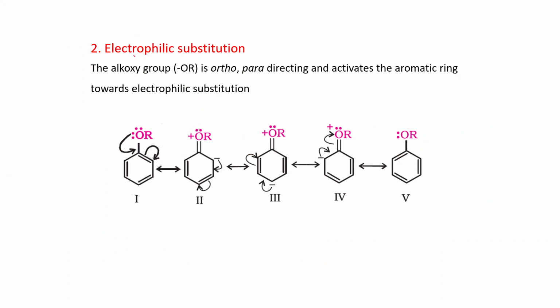Now, electrophilic substitution reaction in the benzene ring of alkyl aryl ether. As we know, the alkoxy group, that is OR, is ortho-para-directing and activates the aromatic ring towards electrophilic substitution. This can be easily explained due to this resonance. You can see there is a negative charge at the ortho position, negative charge at the para position, and at the other ortho position. That's why the alkoxy group is ortho-para-directing.